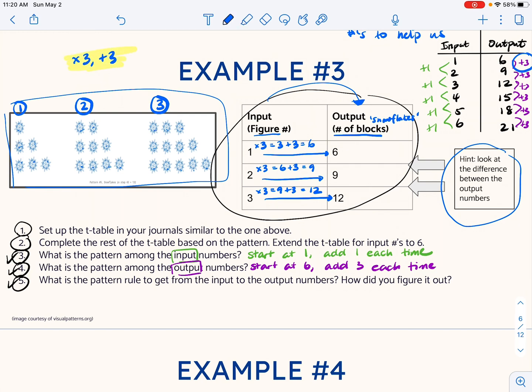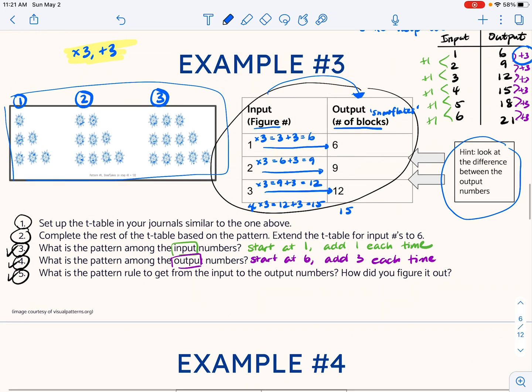Let's try it for 4 just to make sure. So if the input or figure number was 4, we said the output has to be 15. Well, 4 times 3 is 12. How do we get from 12 to 15? You add 3. Usually for figuring this out, if you do the first 3, then you know it's probably the correct pattern rule if the math works every time.